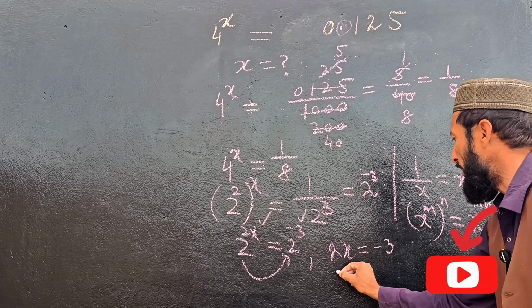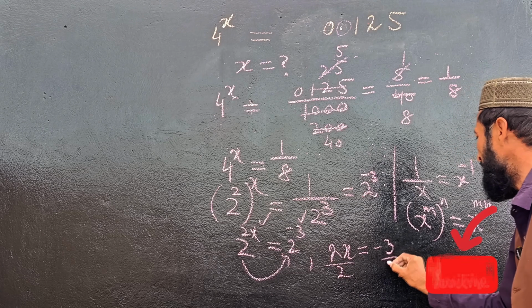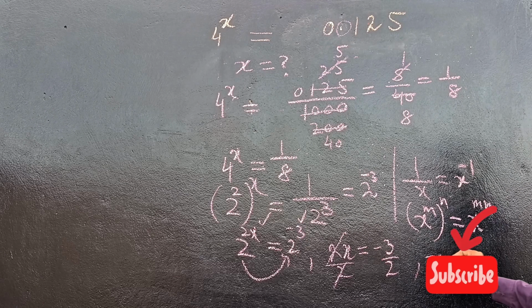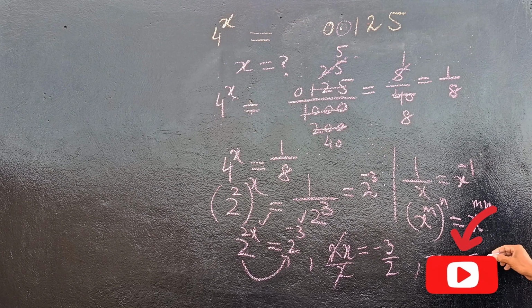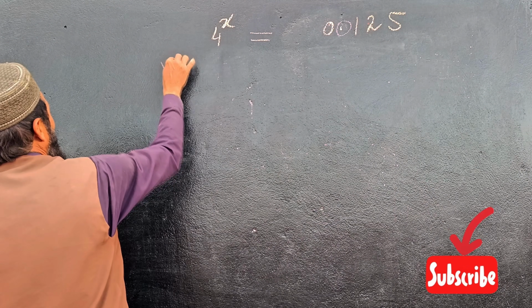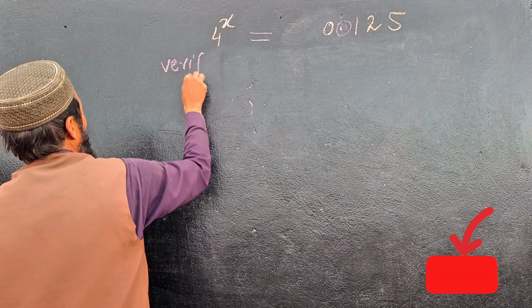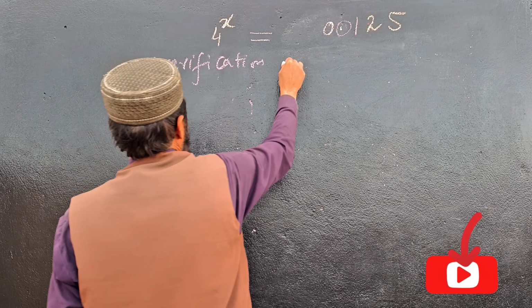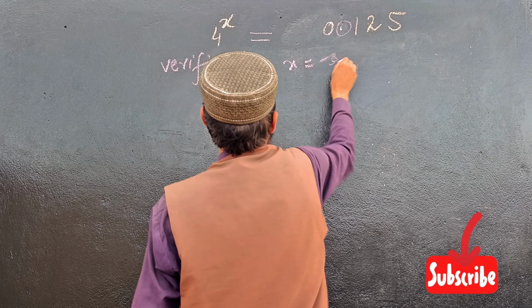Now dividing both sides by 2, we get the result: the 2s are cancelled and x is equal to minus 3 by 2. Minus 3 by 2 is the solution of this question. x is equal to minus 3 by 2.